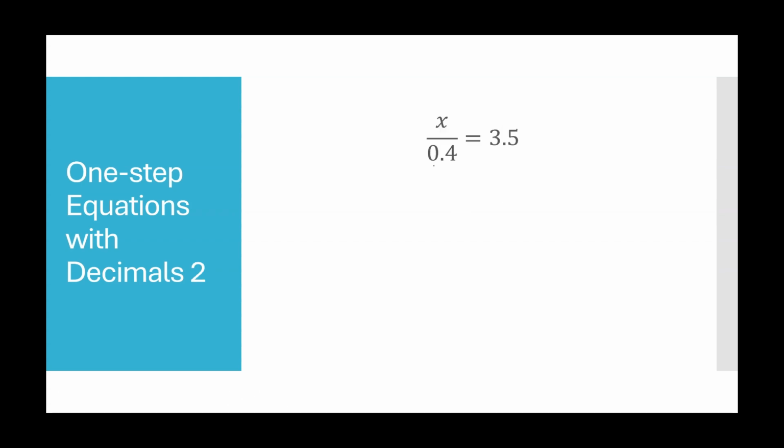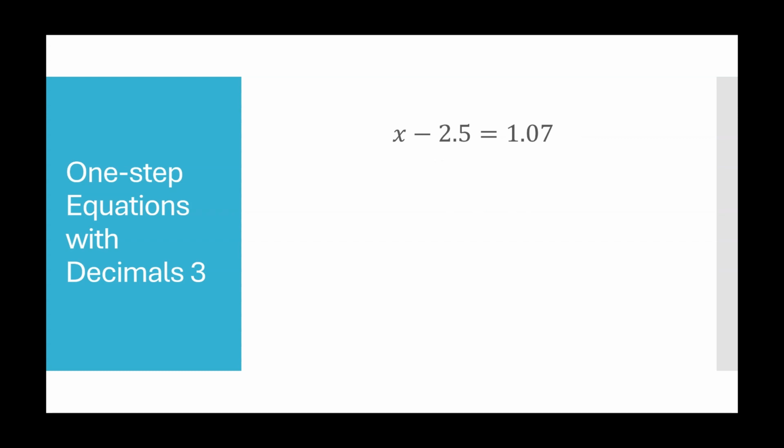Here I've got x divided by 0.4. So to get rid of that, I'm multiplying by 0.4 on both sides of the equation. X is 1.4.